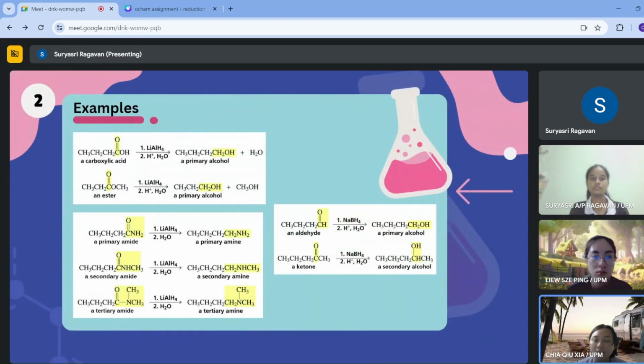So these are the examples of this reduction reaction. The carboxylic acid will be reduced to primary alcohol. The amide can be reduced to amine. The aldehyde will be reduced to primary alcohol, and also ketone will be reduced to secondary alcohol.